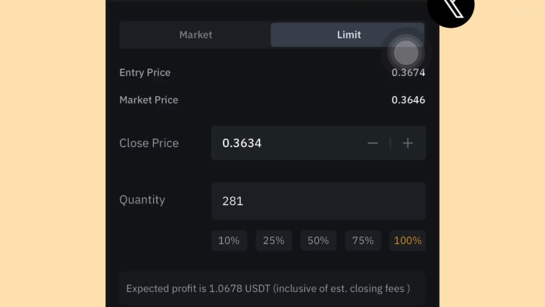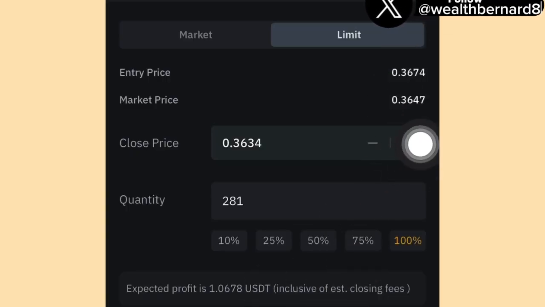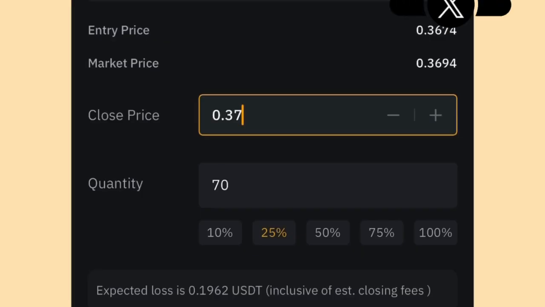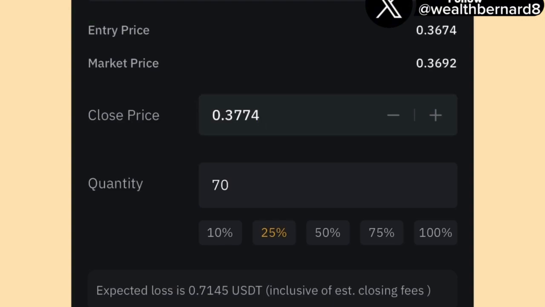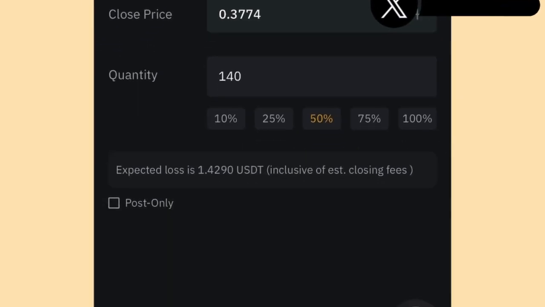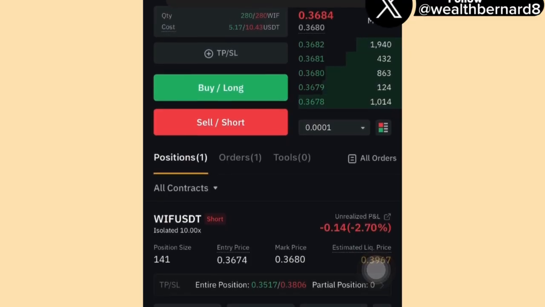And what you want to do is say the entry price we entered was 3767. So we're going to say once this gets to 0.3774, it should take first profit. I'm going to leave the first profit as 50%, and we're going to be expecting to lose just 1.4 USDT. I'm going to click on confirm, and you click on OK, so it has taken the first profit.